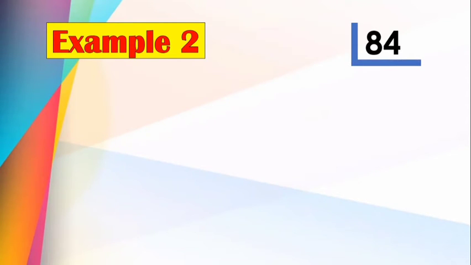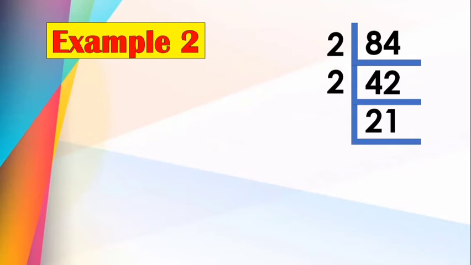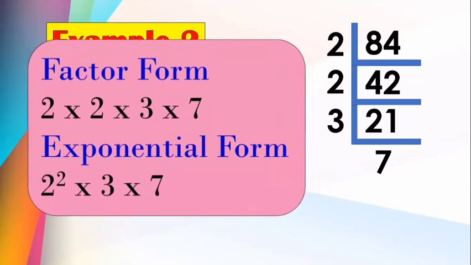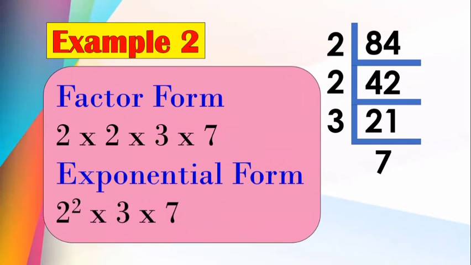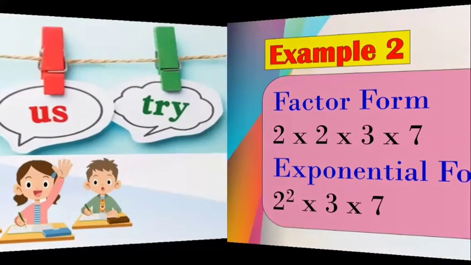Example number 2, we have 84. We're going to find the prime factorization of 84. Divide by the smallest prime number, that is 2. 84 divided by 2 is 42. 42 divided by 2 is 21. So we divide by the next smallest prime number, which is 3. 21 divided by 3 is 7. 7 is a prime number, so we stop. The factor form of 84 is 2 times 2 times 3 times 7. It can also be 2 squared times 3 times 7.